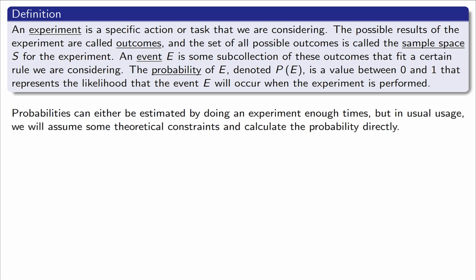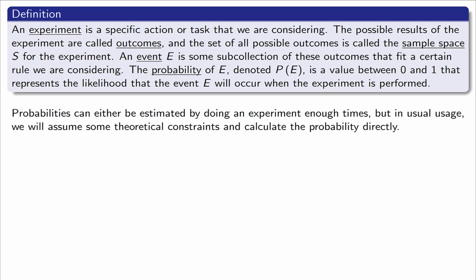Now let's look at some terminology. An experiment would be some sort of action, some sort of task, something that we're doing. And then all the possible results of the experiment are what we call outcomes. All the possible outcomes together make what we call the sample space of the experiment. So the sample space is everything that could possibly happen, and then an event is some special subcollection of the sample space that fits some sort of criteria.